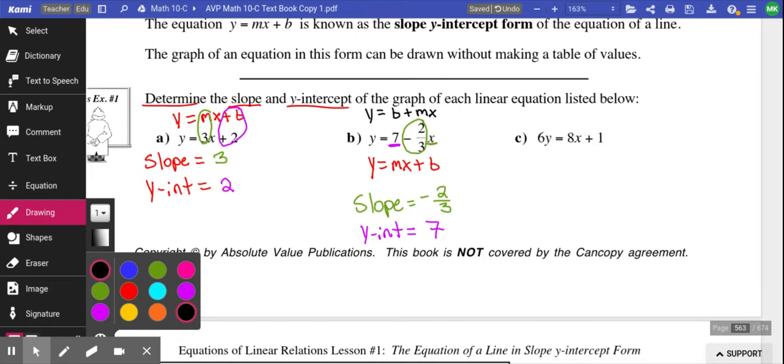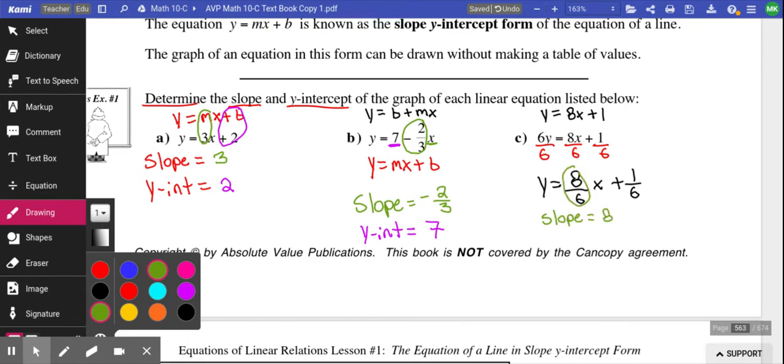Awesome. If we look at C, C is not in slope-intercept form. Slope-intercept form should have no value in front of y. This one does. It has a 6. So we need to divide that 6 to the other side to create real slope-intercept form, which would be 8 over 6x plus 1 over 6. Now I'm in slope-intercept form because y is all by itself. My m value, or the value in front of the x, tells me my slope. So slope in this case is 8 over 6. And my y-intercept in this case is the value by itself, 1 over 6.